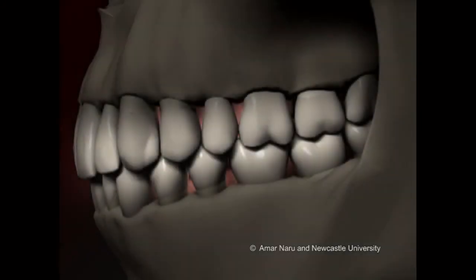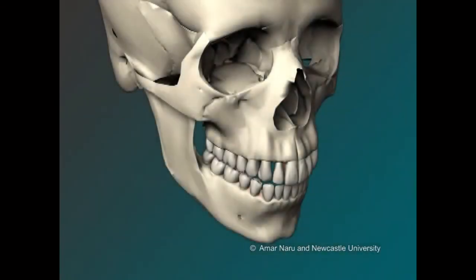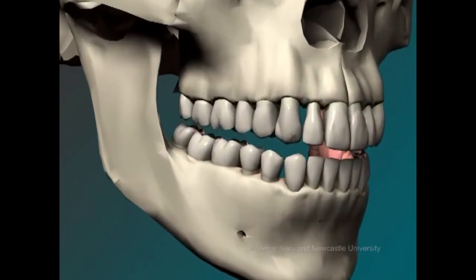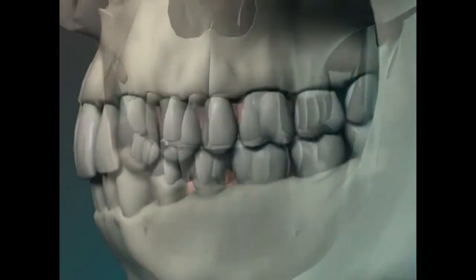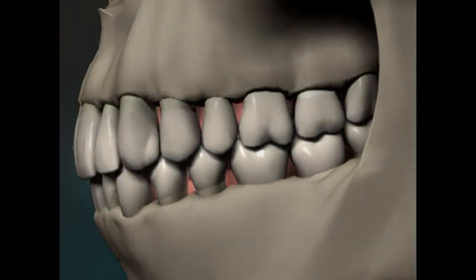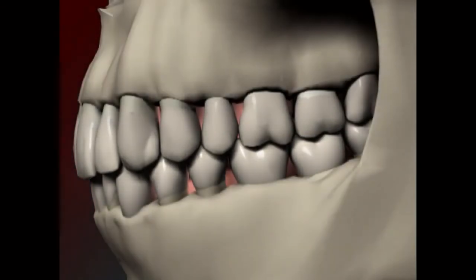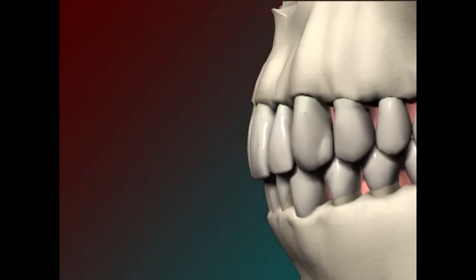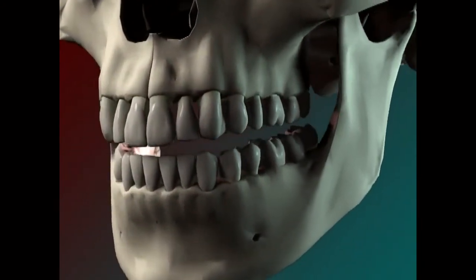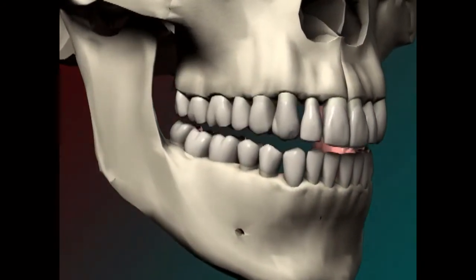Intercuspal position. When the maxillary and mandibular teeth meet in a state of maximum interdigitation, the mandible is said to be in the intercuspal position, or ICP. Ideally, this position is stable and reproducible.